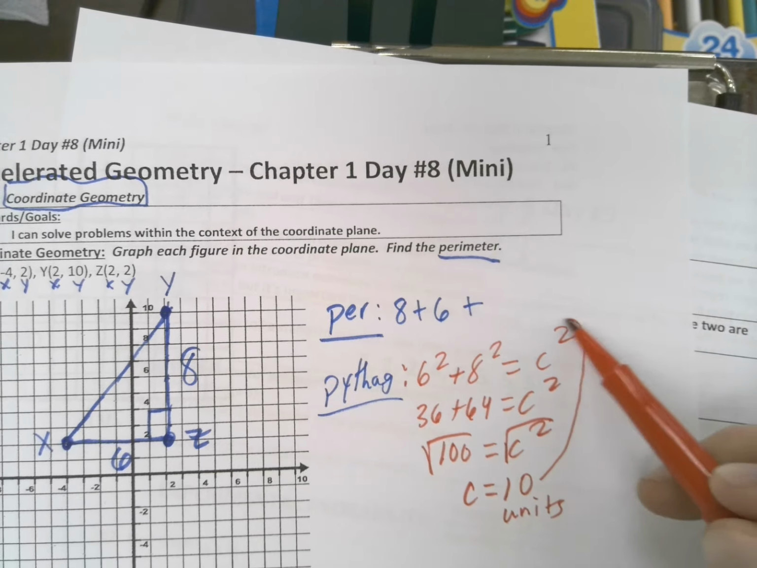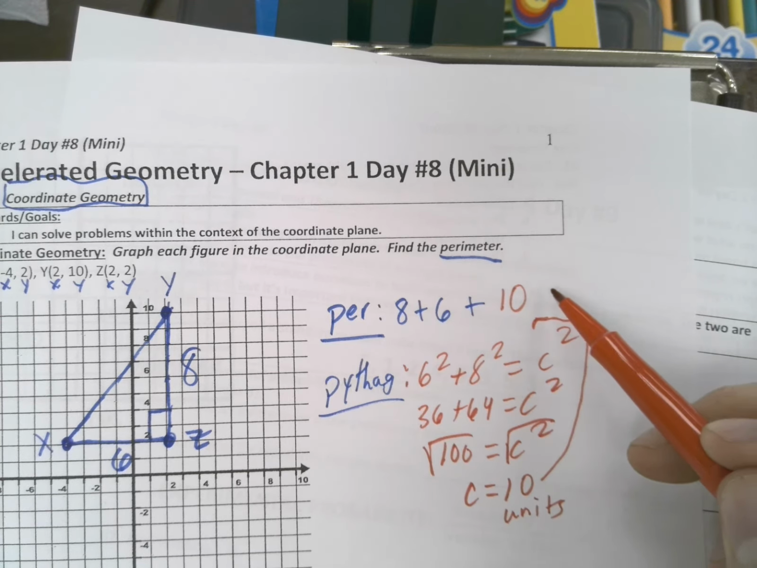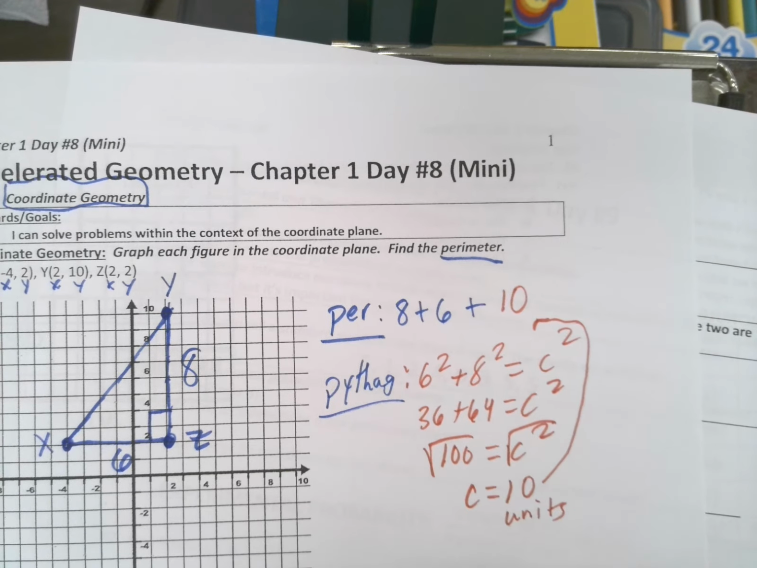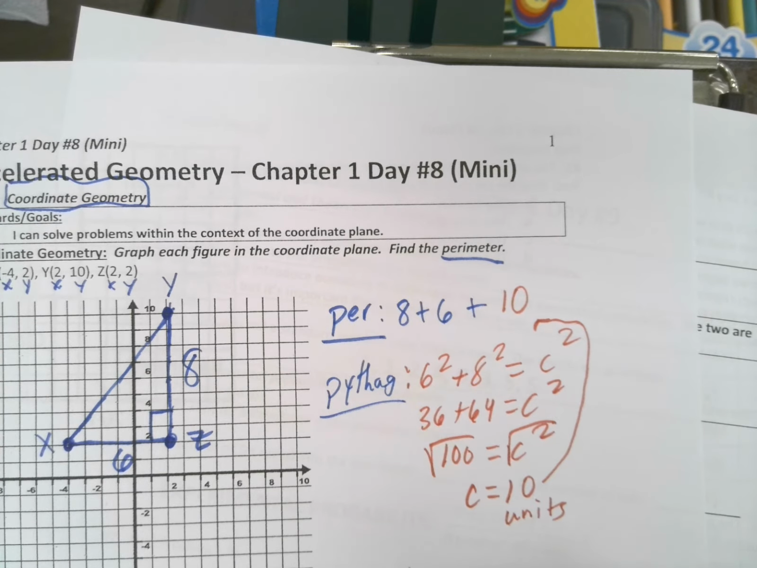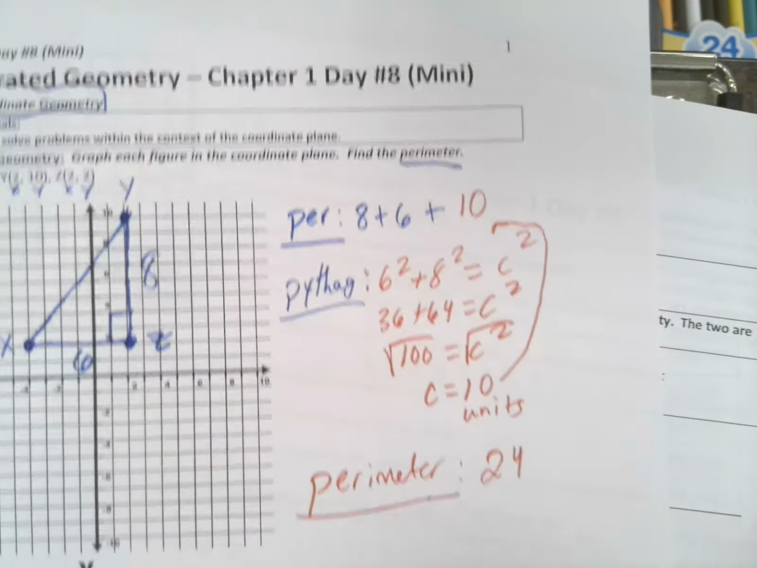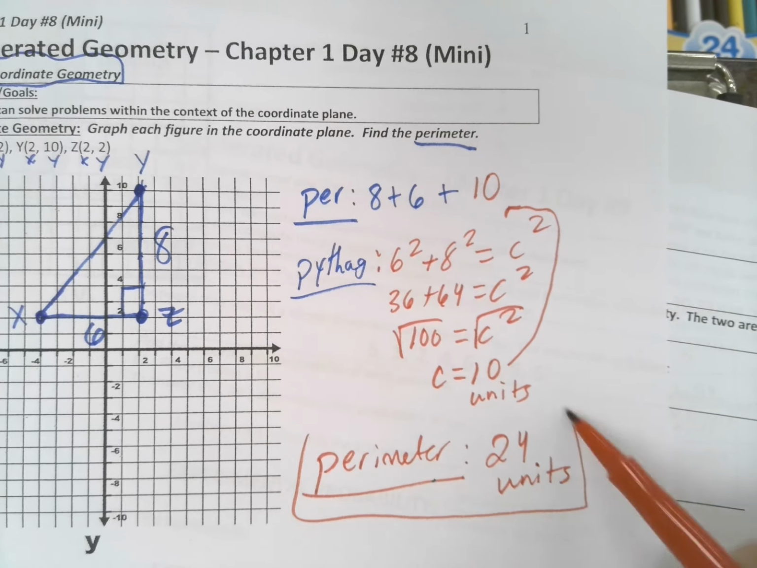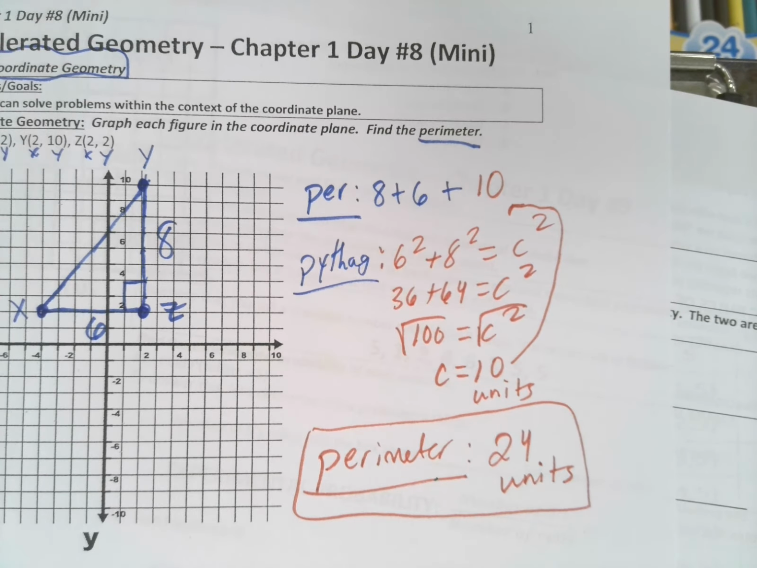So we take this, we plug it in with the other pieces we know, and we end up finding out that the perimeter is 8 plus 6 plus 10. That would be 24 units. So we mixed in a little bit of everything there, graphing on the coordinate plane and the Pythagorean theorem.